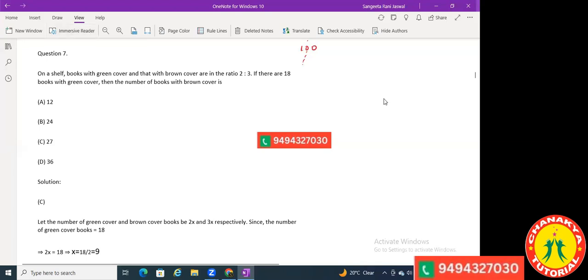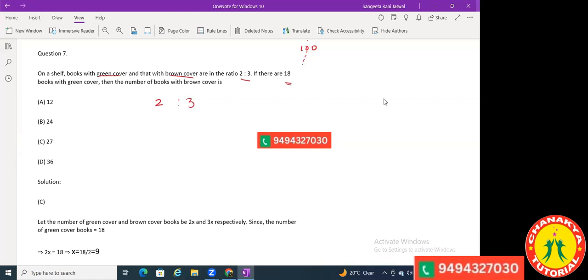On a shelf, books with green cover and that with brown cover are in the ratio 2:3. Now, green cover books and brown cover books are given in the ratio 2:3. If there are 18 books with green cover, now it's saying that if the green books are 18 in number, then the number of brown cover books, you have to find out.